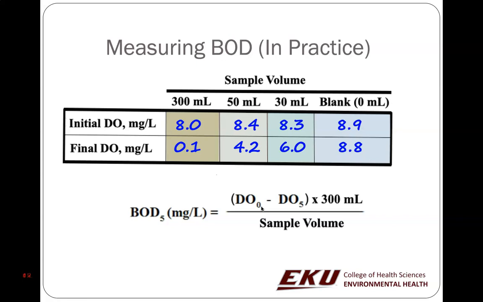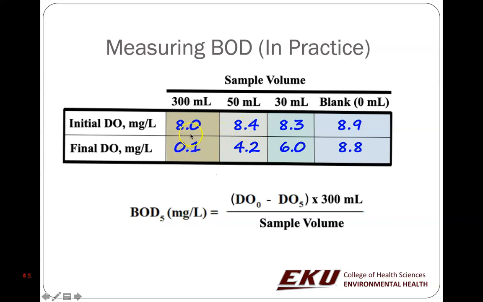So here we've got our initial results presented: 8.0 in our pure wastewater. The DO in our blank was 8.9. Our 30 milliliter one had an 8.3 when we took the DO probe and stuck it in there. This one had 8.4. After 5 days, here's what we got.